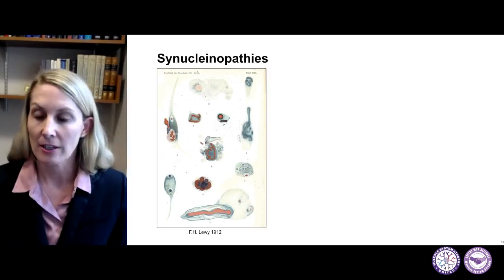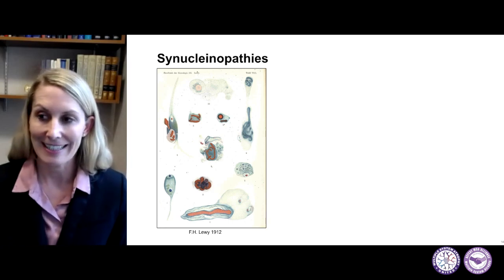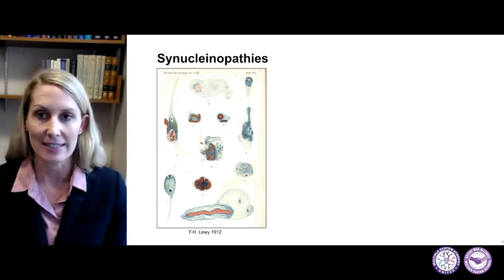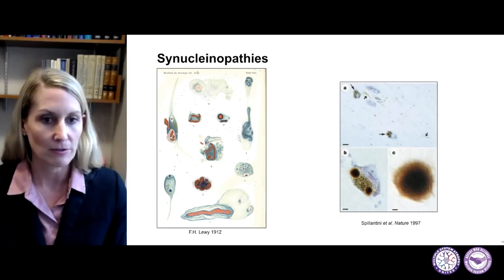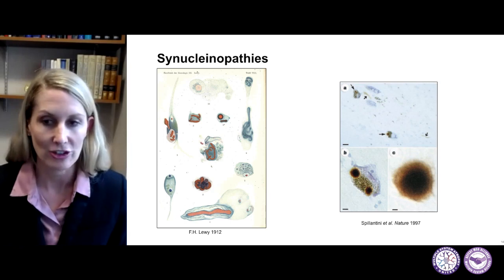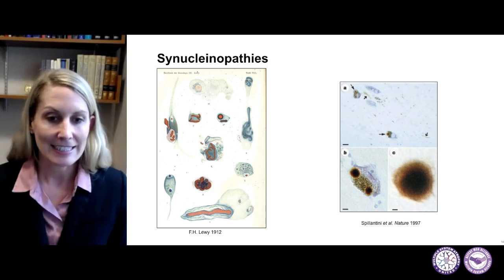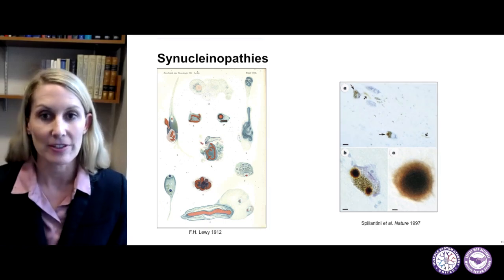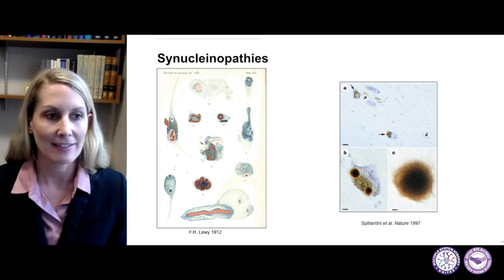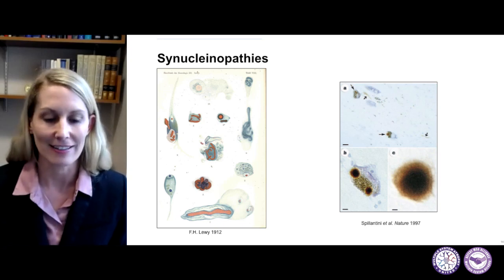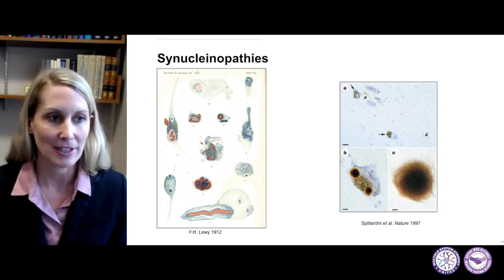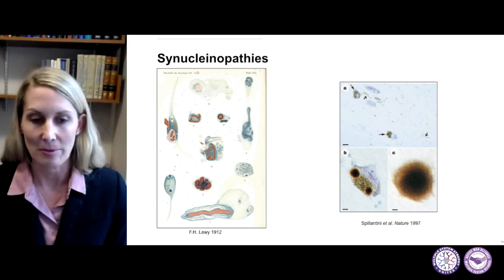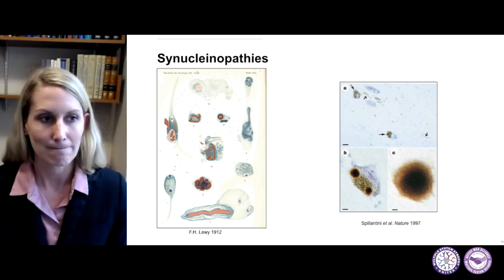Frederick Lewy published in a textbook the Lewy bodies that were found in patients with Parkinson's disease, in 1912. You can see these fantastic pictures that he published. And then in 1997, there was the breakthrough with Spillantini and the Nature publication showing that alpha-synuclein was the composition of these Lewy bodies. I just think it's striking that over this time period, these pictures are so similar, from what Lewy described to what we see under the microscope with alpha-synuclein staining.